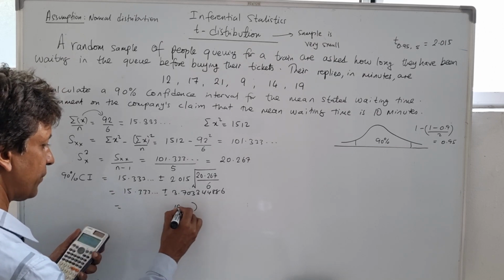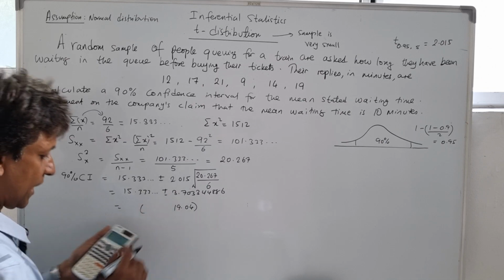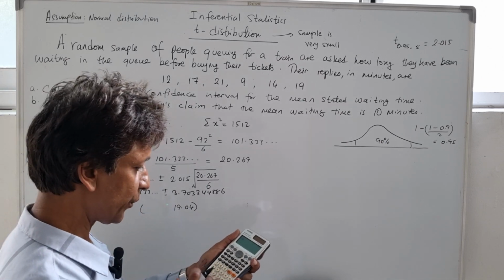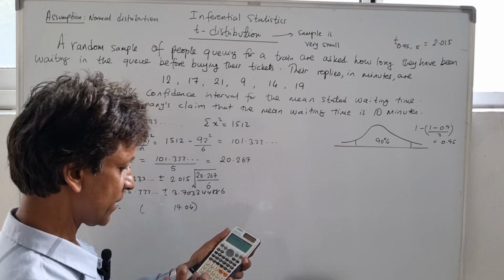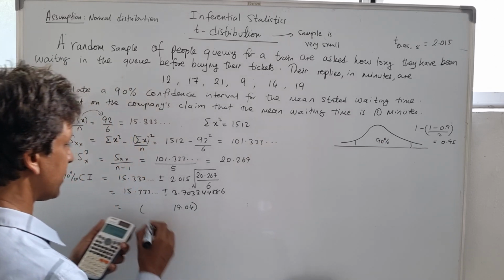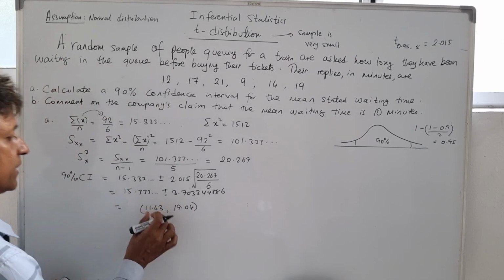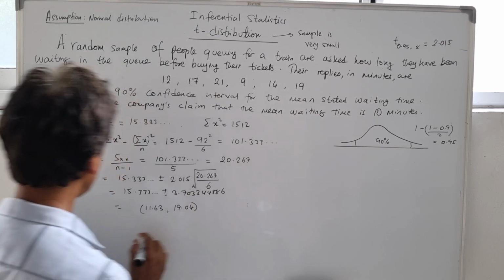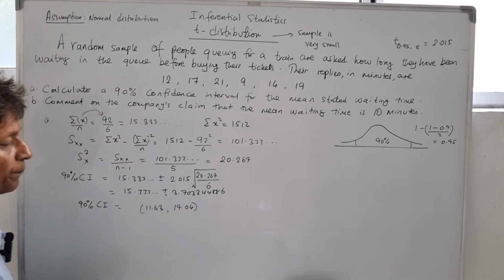So that's, let us say, 19.04. And then I've got 15.333 and so on, minus 3.7033 and so on. That leaves me with 11.63, let's say. This is the lower limit and that's the upper limit. So here's my 90% confidence interval.